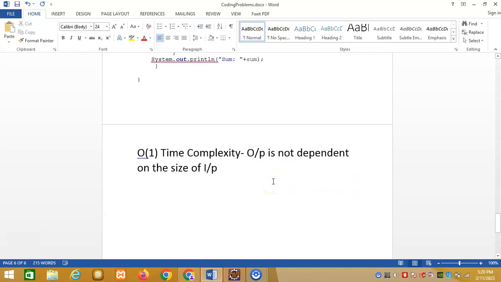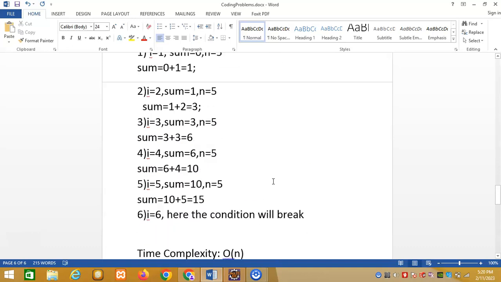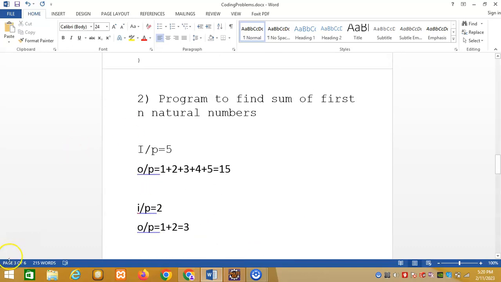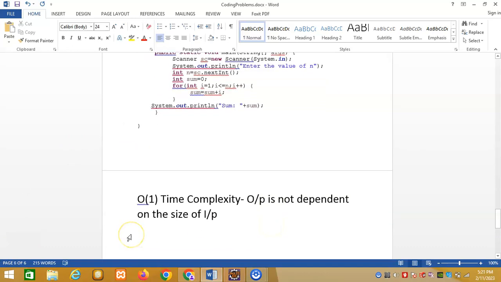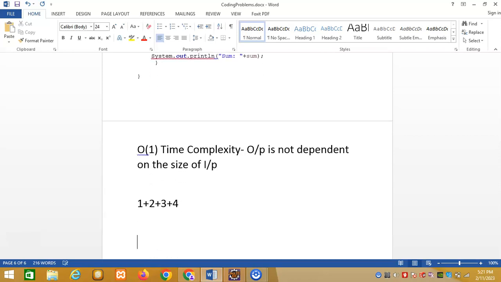We can simply use a mathematical formula. So what is the problem? It is the sum of first n natural numbers. Suppose n is 4, so the sum of the first 4 natural numbers is 1 plus 2 plus 3 plus 4. Natural numbers start from 1.